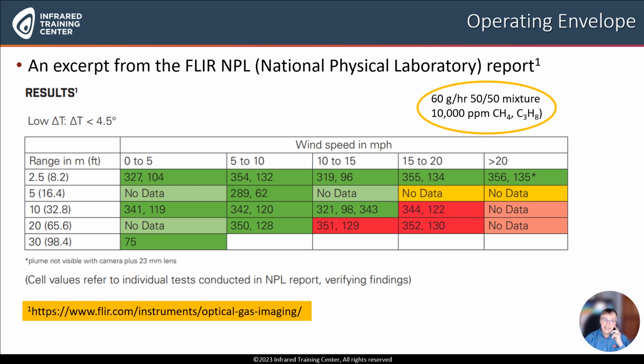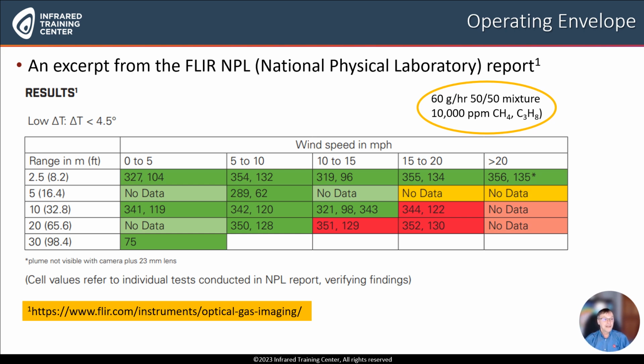Now, if it is green here, it meant that the camera was able to see that leak. And again, if you look up on the top there, that was the initial greenhouse gas rule, 60 grams per hour of a 50-50 mixture of 1% diluted methane and propane, okay? And so again, we're talking about a very, very, very dilute gas. Now, looking at full mole gas coming out of the pipeline, I personally think that you'd be able to see better. But here, this is the best published data that we have.